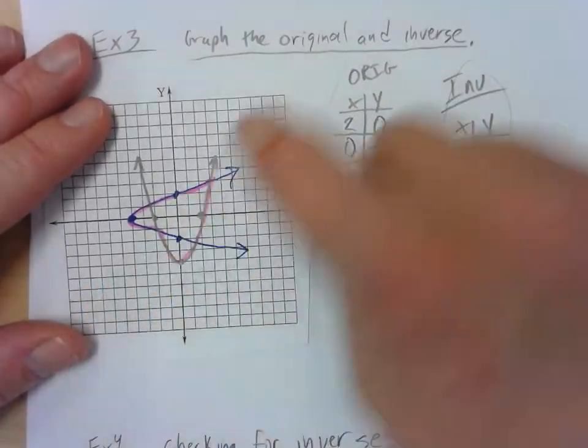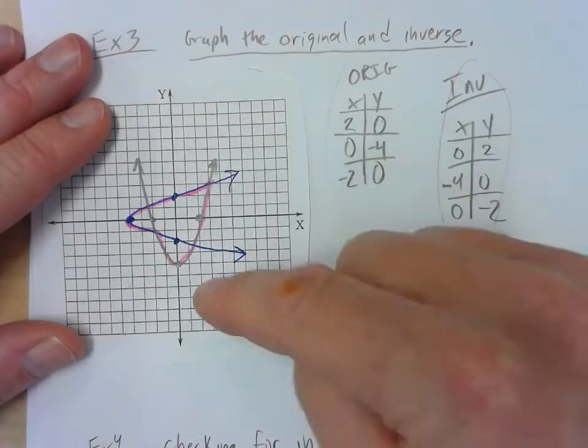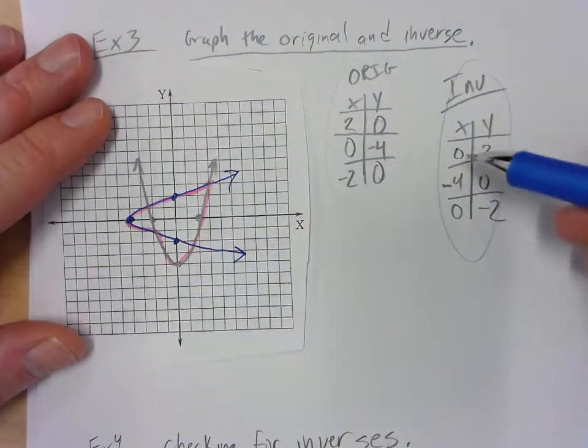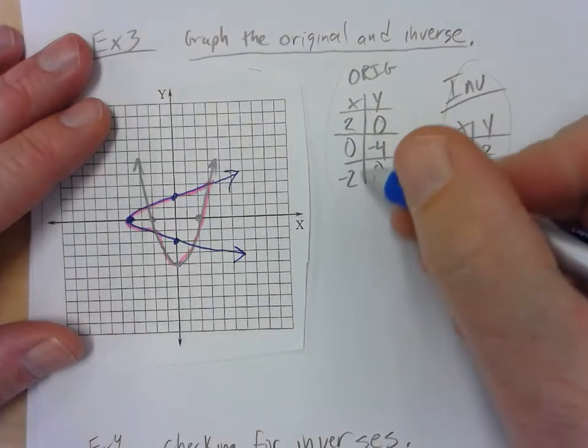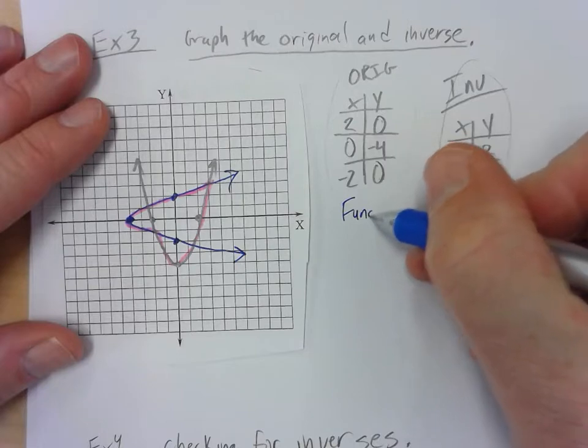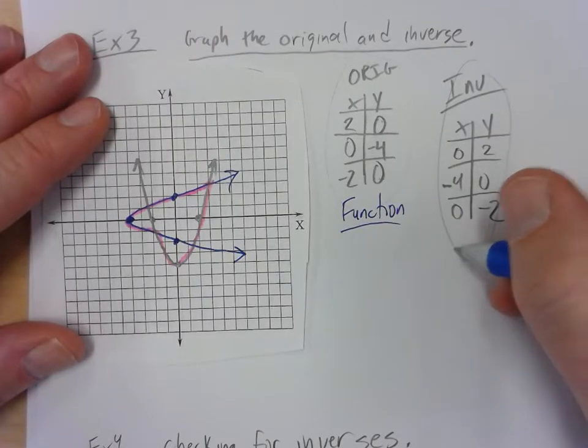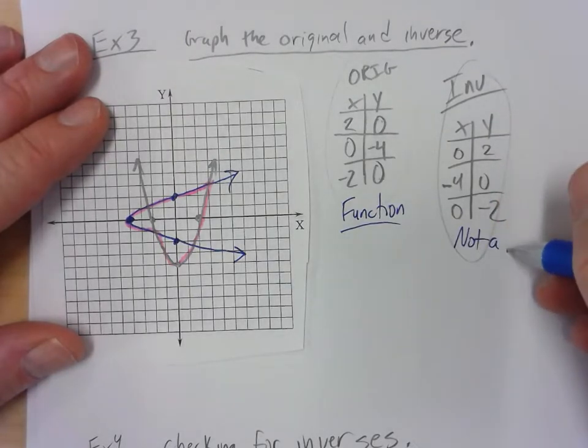So the line of symmetry is still there. The inverse is not a function because for each x there has to be one y value. So for this x value there's two y values. So a parabola is definitely a function. But the inverse of a parabola takes the parabola and flips it sideways. So the inverse of a parabola is not a function.